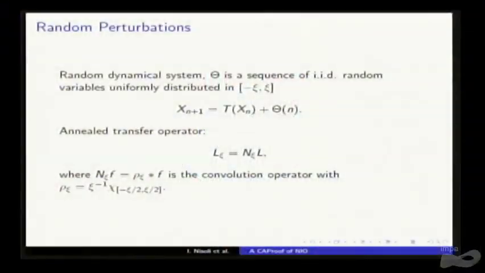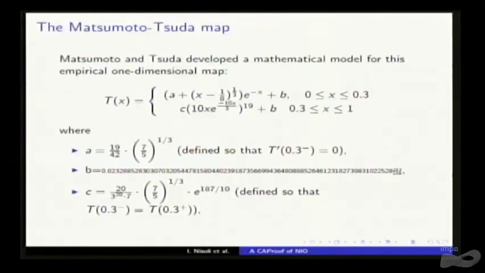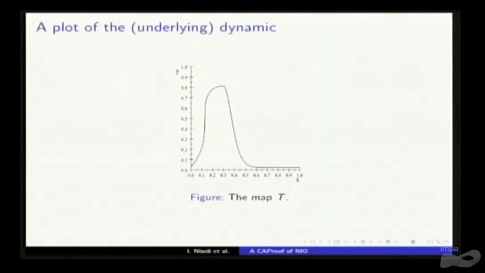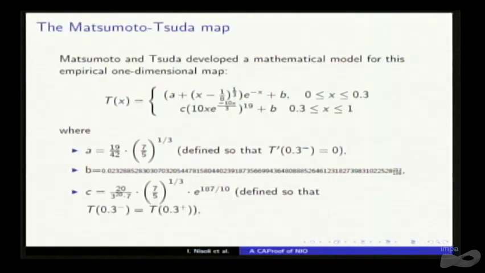And this is a really interesting thing. Why? Because the underlying deterministic dynamic, as you can see, is ugly. Well, it's not ugly, but it has some really difficult issues. The underlying deterministic dynamic has a point where the derivative is 0, and a point where the derivative is infinity. Moreover, we wanted to prove the noise-induced order for the parameters of Matsumoto and Tsuda, and this adds another level of difficulty.